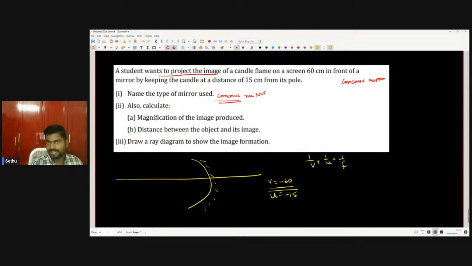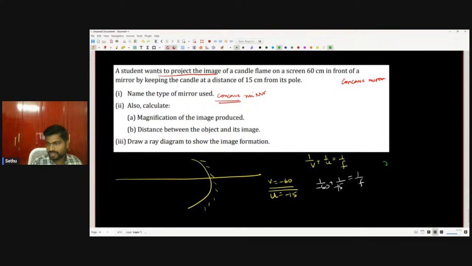Plug both of them and see what is the value of f. In fact, if our assumption that this is concave is correct, you will also see that this focal length will turn out to be negative. Let's also confirm. So what is this? 1 by v plus 1 by u, that must be 1 by f. Of course, the answer will turn out to be negative. Right? But you need not calculate f. All that you need to do is calculate the magnification.